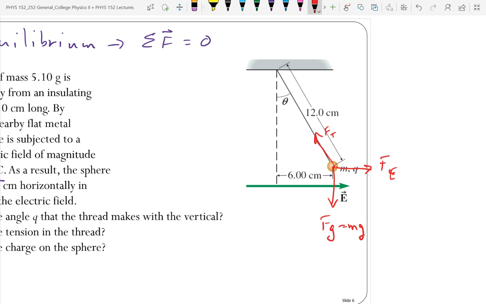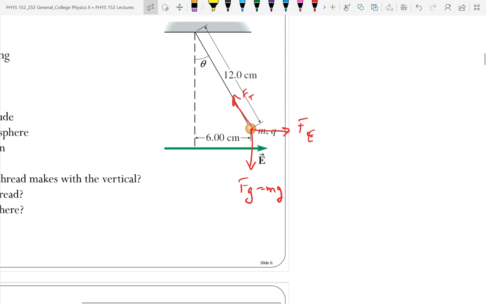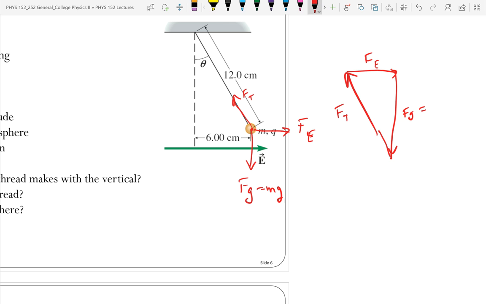So I have my forces. I have my equation that says if I add them all up, it has to be 0. And then I'm going to do exactly what Edward said. I'm just going to add these graphically. So I will have force tension, force electric, force of gravity equals mg equals QE. And there's theta, the angle.